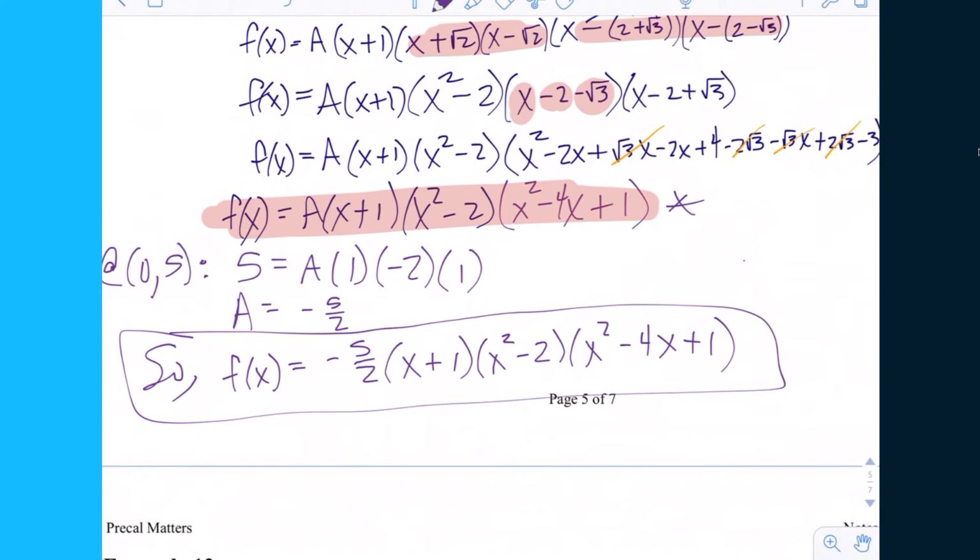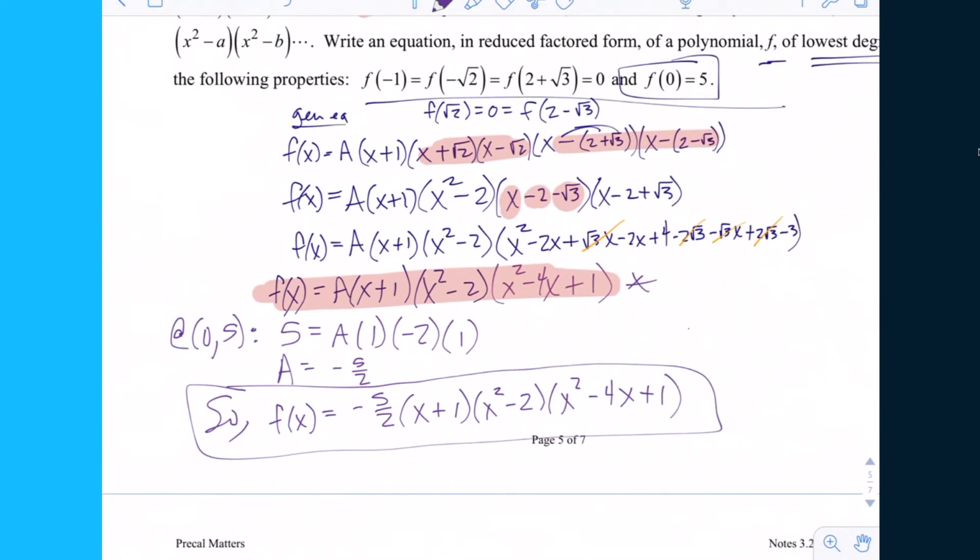Very, very carefully. Let's just quickly recap. We used the radical conjugate theorem because we had two radical roots, so I know that their conjugates were also roots, so we changed the sign of the radical. Then I came through and did f of x equals a, and then carefully x minus each root, x minus, x minus, x minus, x minus, putting parentheses around the binomial roots. Then I expanded the two conjugate pairs, combined like terms, got it in reduced factored form. Then I plugged in the point not on the x-axis that was given, found a, and then finally I rewrote it by plugging it back into my reduced factored general form.